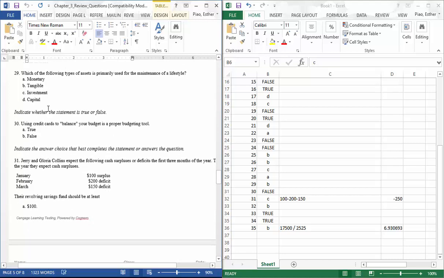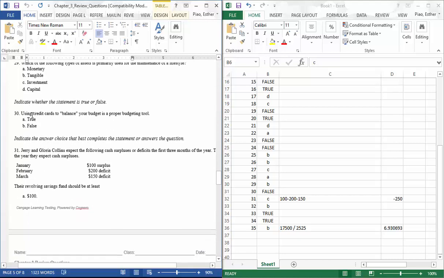Number 30, using credit cards to balance your budget is a proper budgeting tool. We do not need credit cards to make up our deficit, to offset our deficit. We do need to use a revolving savings account to offset our deficit at the end of months, not credit cards.